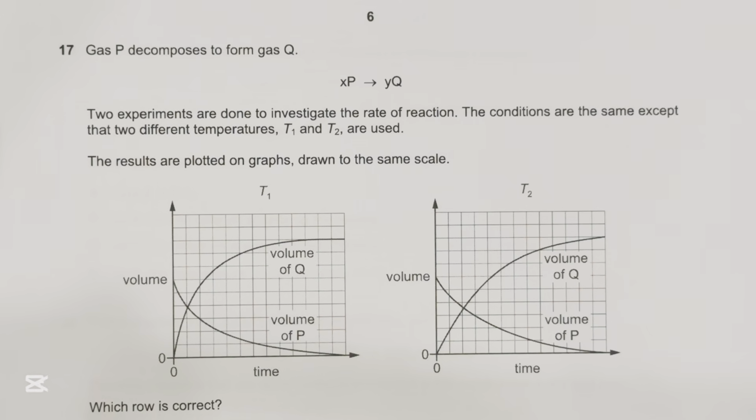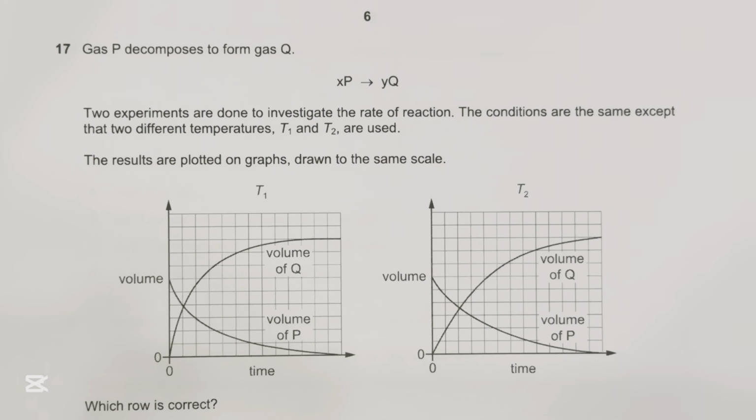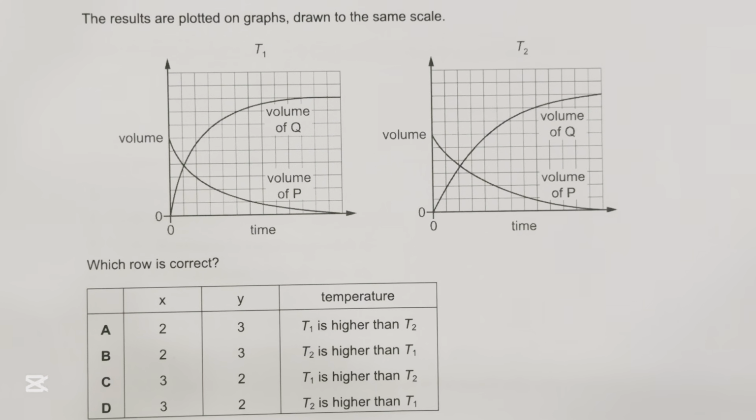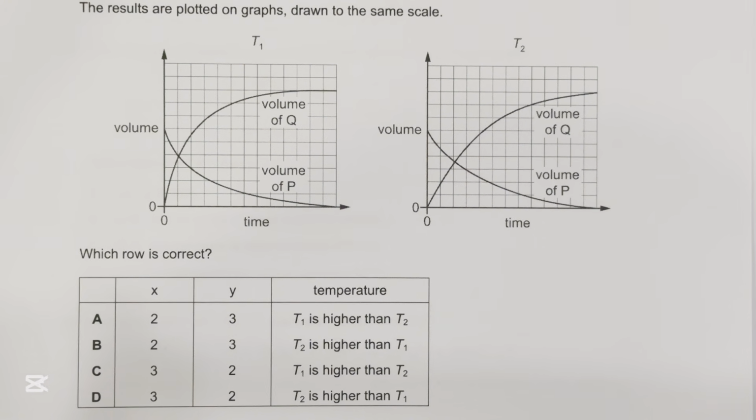Moving to question number 17. Gas P decomposes to form gas Q. Two experiments are done to investigate the rate of reaction. The conditions are the same except that two different temperatures, T1 and T2, are used. The results are plotted on graphs drawn to the same scale. From the graph we can see that volume of P and volume of Q are given, and time is taken on the x-axis and volume is taken on the y-axis.